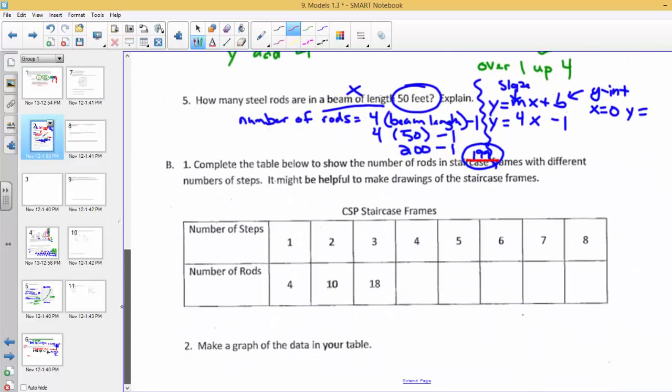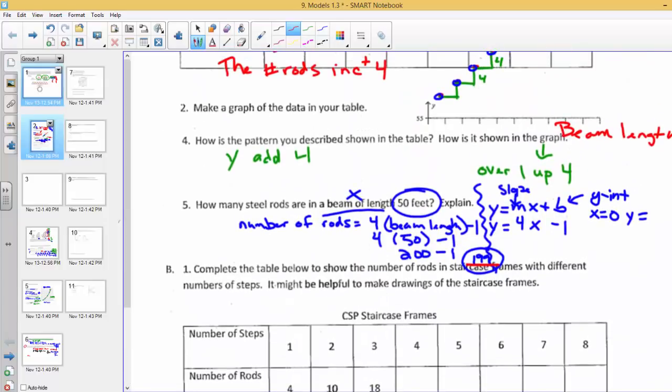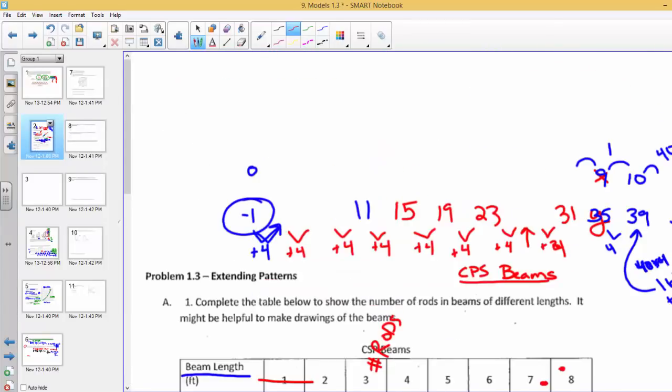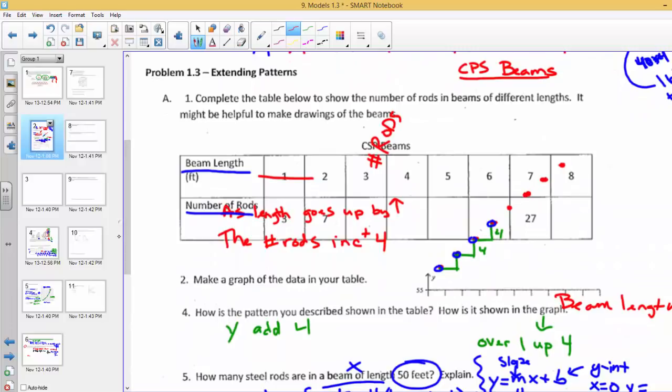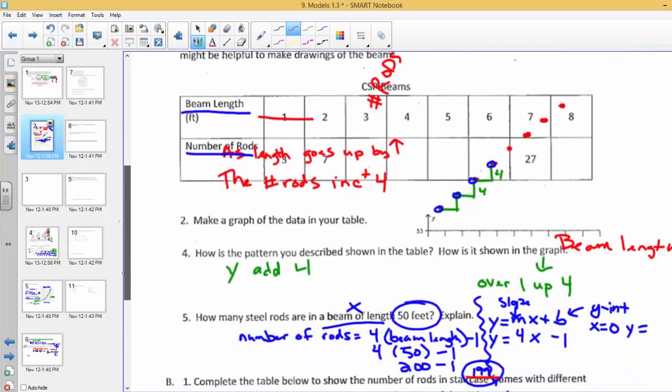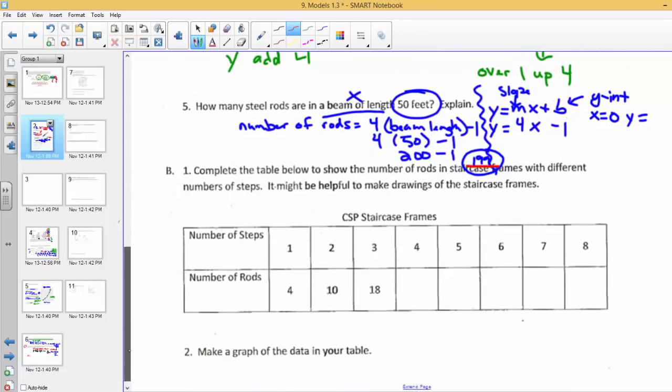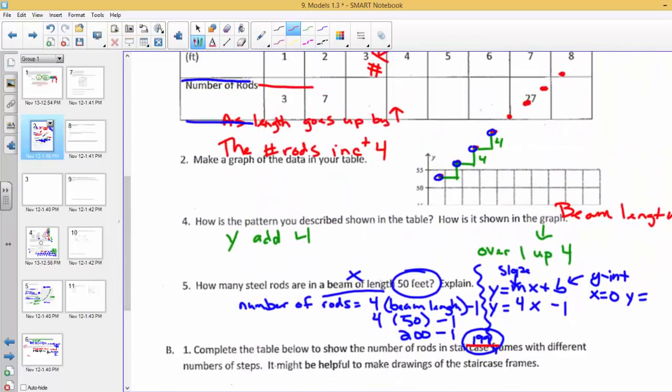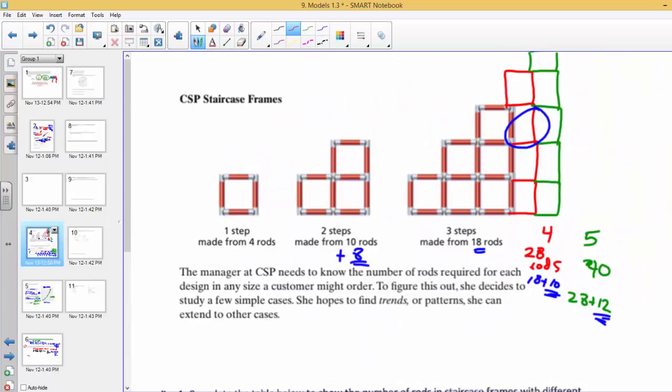Where do we... Hold on. Did we not put that in a table?